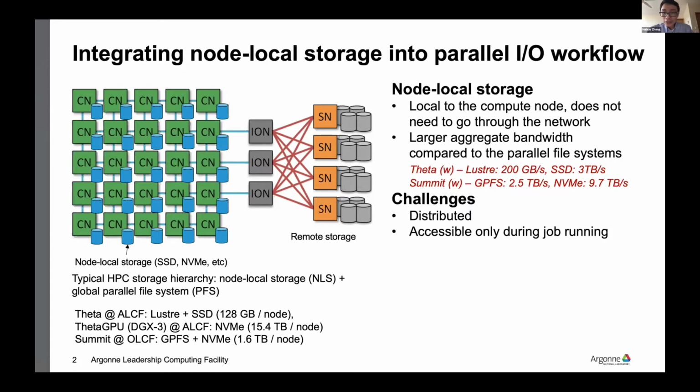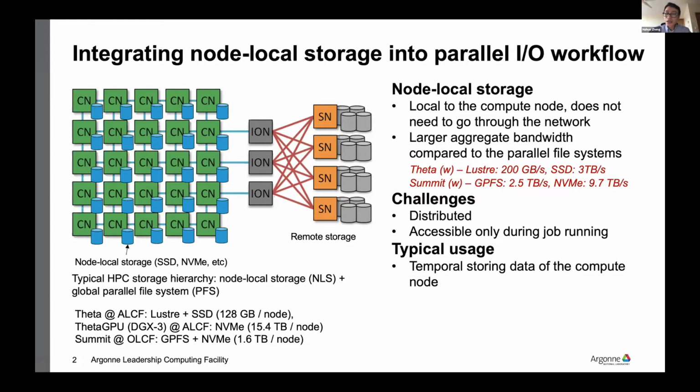However, it is a challenge to use the local storage. First, it's distributed. It is not unified into one piece of storage, so there might be MPI communication involved if a node wants to access the local storage from remote nodes. Second, in a lot of cases, this local storage is only accessible while the job is running. Once the job finishes, this space is no longer available, and the data will be cleaned up.